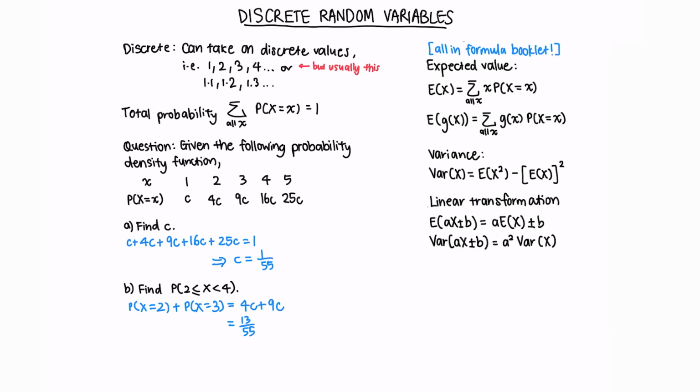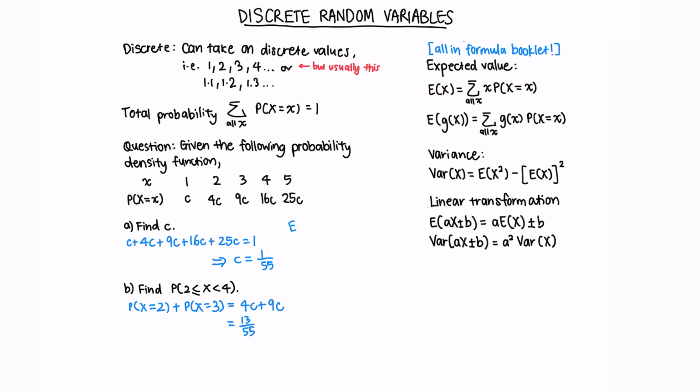Now the next few formulas we're going to look at are all in your formula booklet. This is about expected value, variance, and linear transformation of variables. Let's start off with expected value. Now the expected value is somewhat similar to your mean. Your expected value E(x) will be the sum of all x times their probability, for all x.